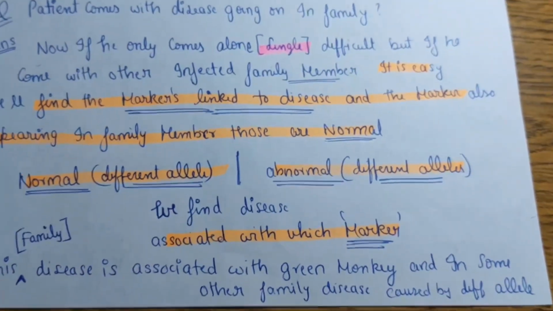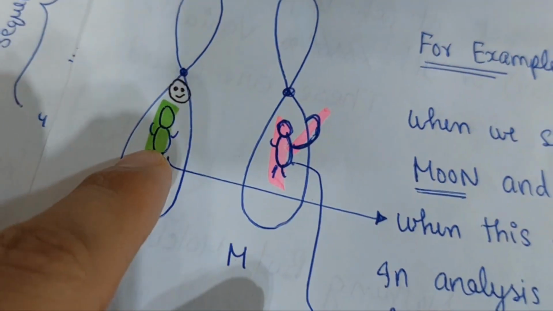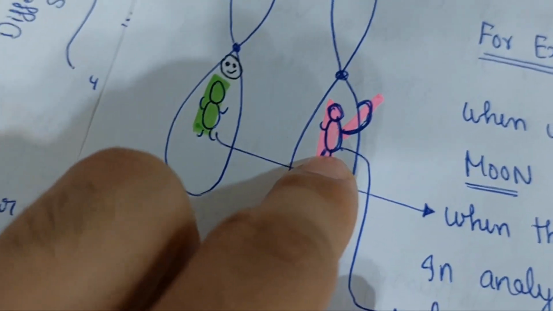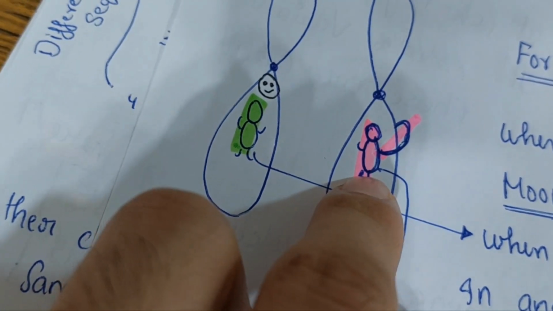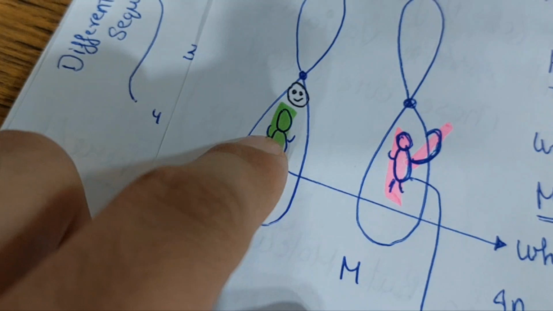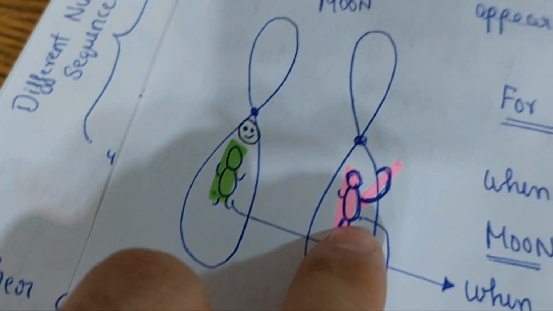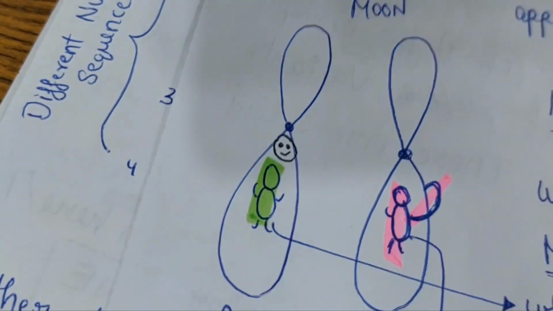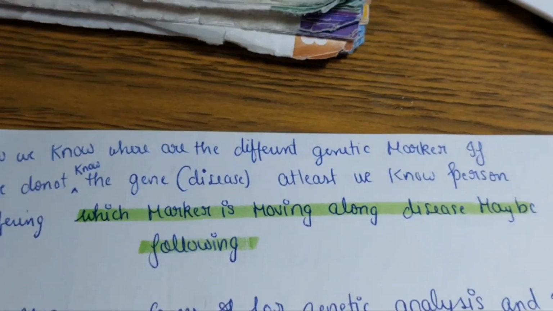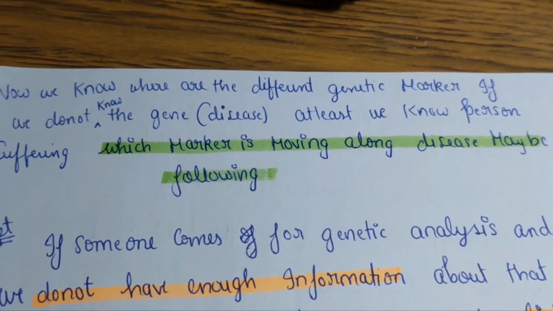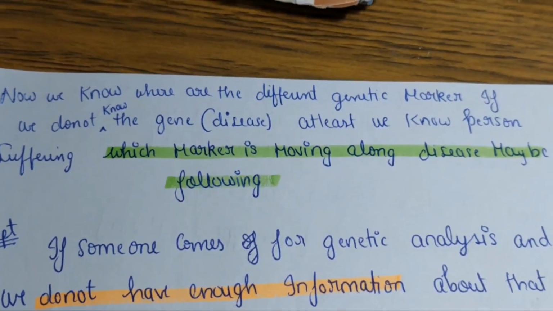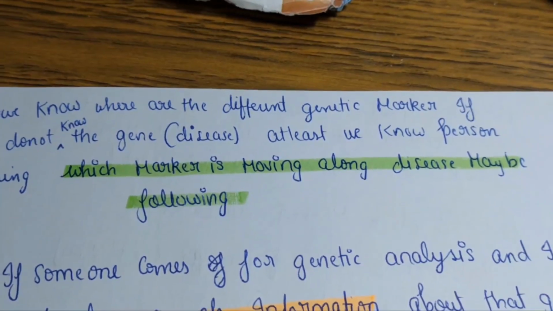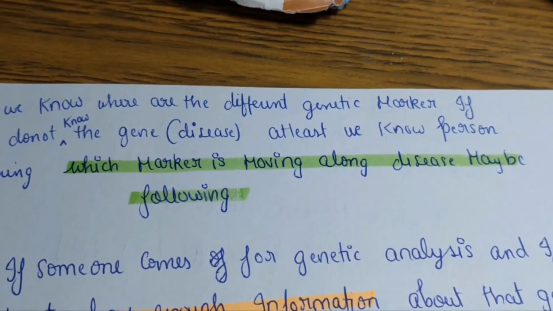So for example, if for this family we consider that whenever there is the green genetic marker, the defective gene will be present, and whenever there is a pink genetic marker, the defective gene won't be present. So if in the newborn the green genetic marker is present, he will have the disease, and if in the newborn the pink genetic marker is present, we can say that the disease might be absent. So even though we don't know the disease-causing gene, we know which genetic marker is linked to that disease. So we can say whether the patient will have the disease or not.